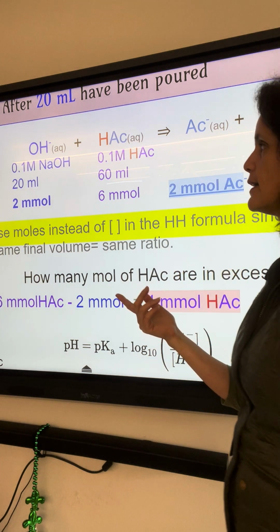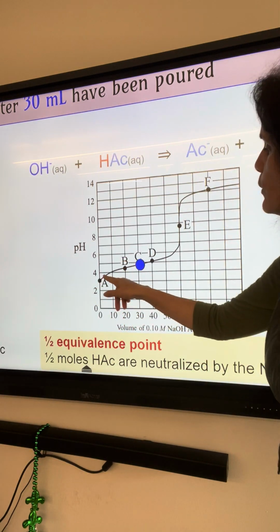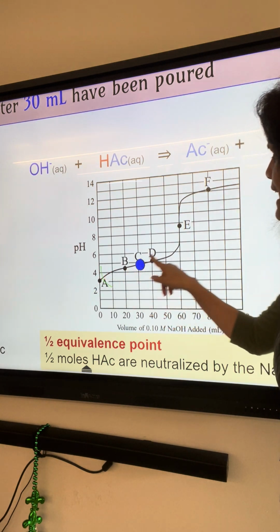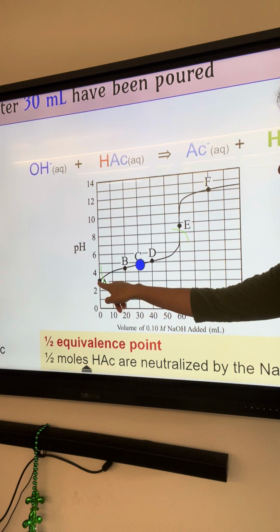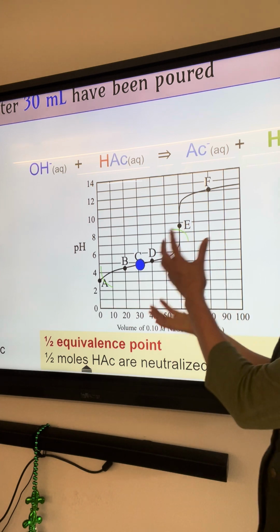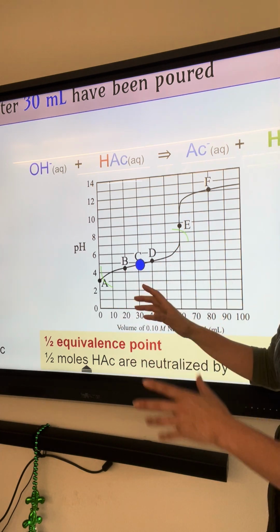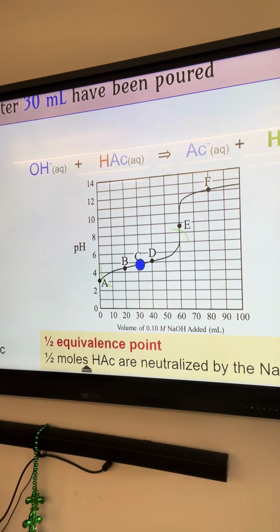So let's go to the next slide. For any point where you start adding acid and you are just after the start and before equivalence, where you have weak acid and conjugate base, you're going to use the Henderson-Hasselbalch.